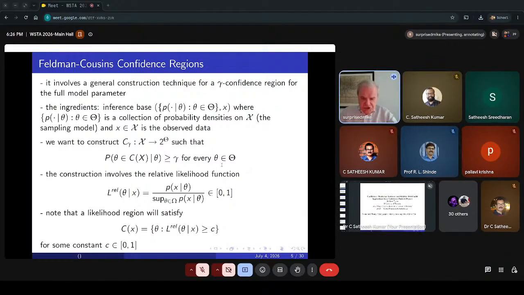Now, Feldman-Cousins use, as part of their construction technique to obtain this region C, the relative likelihood. And the relative likelihood is just a density function divided by the supremum of the density function over theta, right? So this is always a value between 0 and 1. And at this point, I would just remind you what a likelihood region is. A likelihood region is the set of all theta where the likelihood function at every value in C is greater than or equal to some positive constant c.